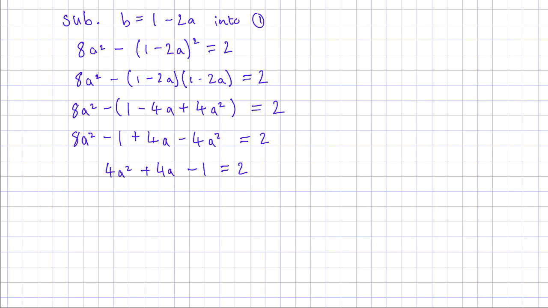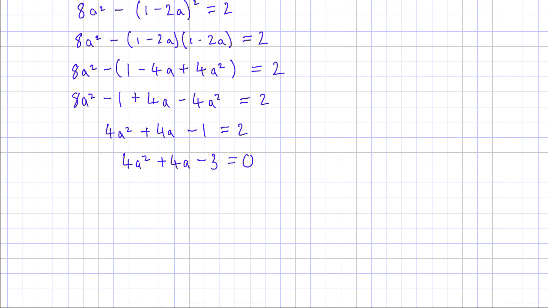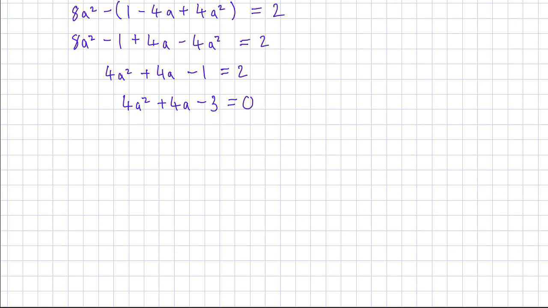Now I'm going to take away 2 from both sides to make this right hand side 0. So I'm going to have 4a squared plus 4a. Now minus 1 take away 2 is minus 3, and that's equal to 0. So now I have a quadratic equation where one side is 0. Now I need to look to factorize this, and if I can't factorize, I'll use the quadratic formula. So I need to start by doing a times c. So a times c is minus 12.